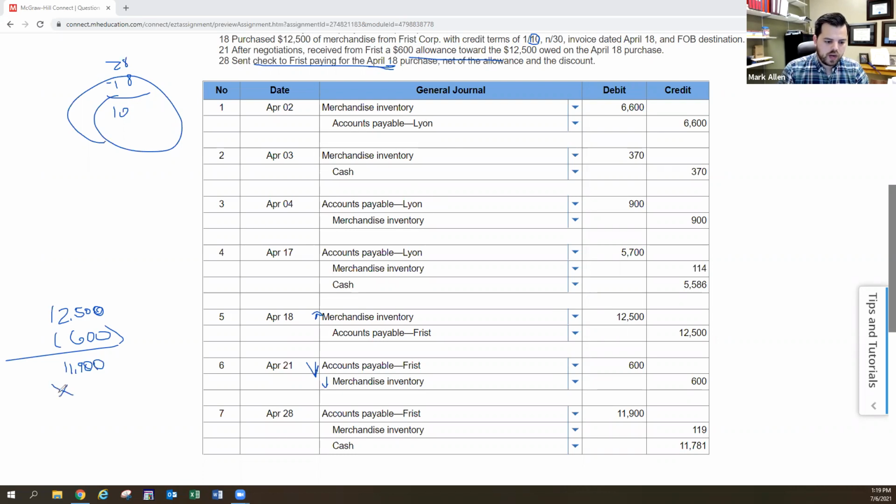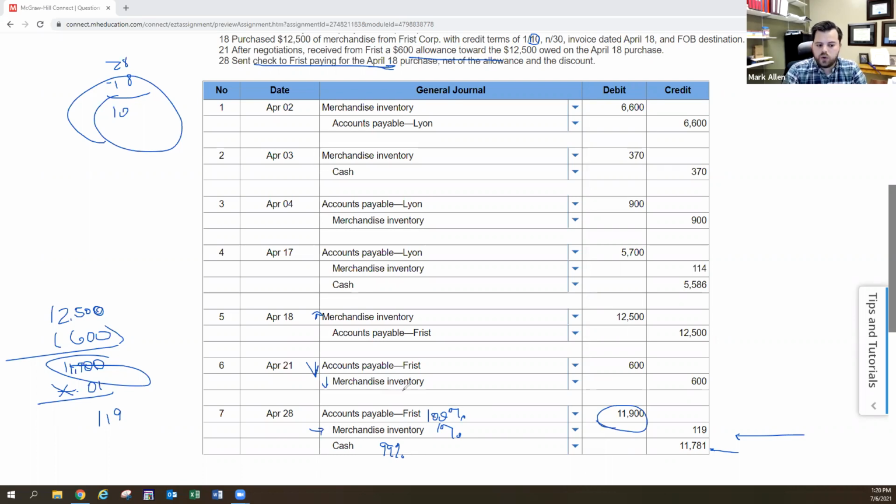And then of course we got a 1% discount. So 1% is $119. Boom, there's that. And then 99% of 11,900 is 11,781. There's that. So you'll notice that the amount I paid is 99% of the bill. The discount is 1% of the bill. And then accounts payable is for 100%. Has to be. You'll also notice, remember, that this credit is to inventory. Has to be to inventory.